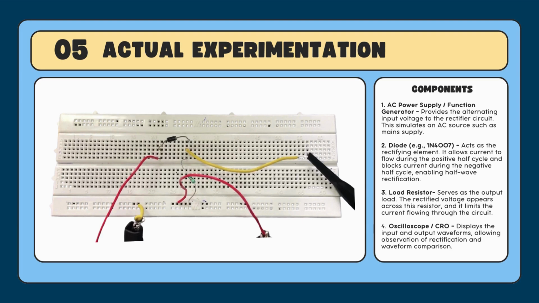Now, when the input AC voltage is positive, the diode becomes forward biased. This allows current to flow through the diode and the load resistor, producing an output voltage. When the input voltage becomes negative, the diode is reverse biased. In this condition, the diode blocks current flow and the output voltage drops nearly to zero. Thus, only positive half cycles of the input signal appear at the output, resulting in a half-wave rectified form.